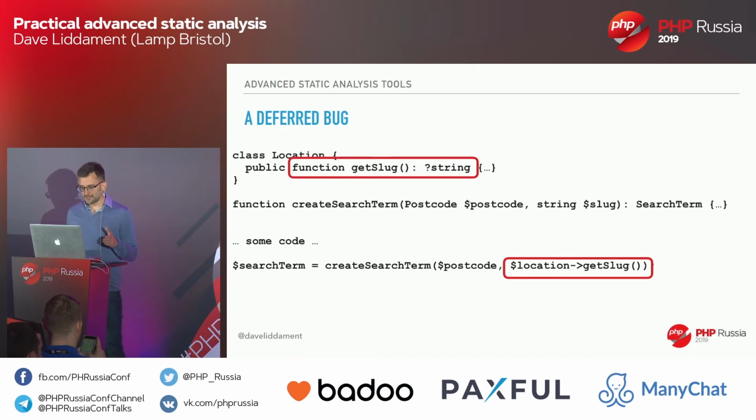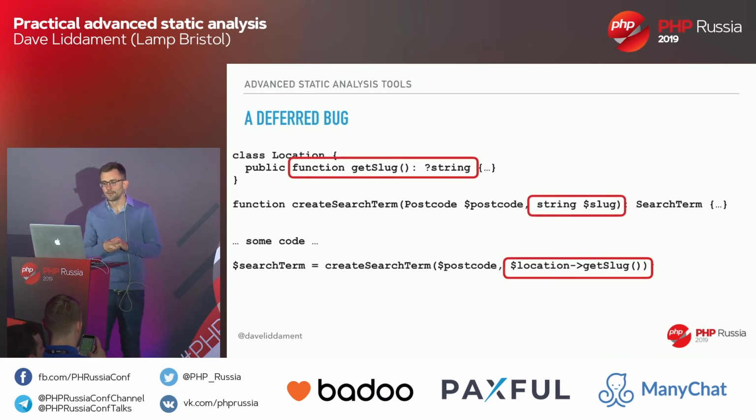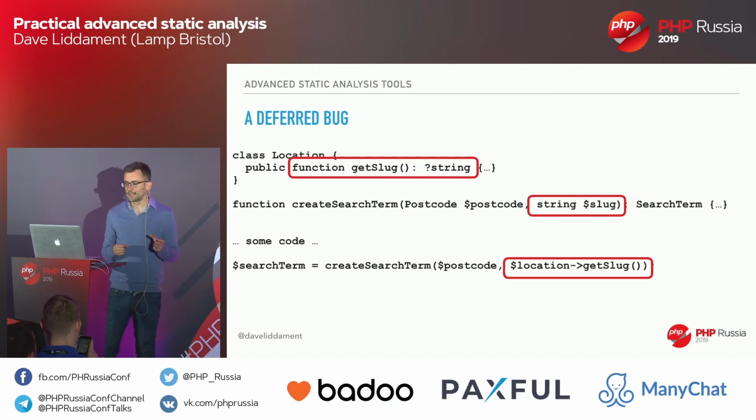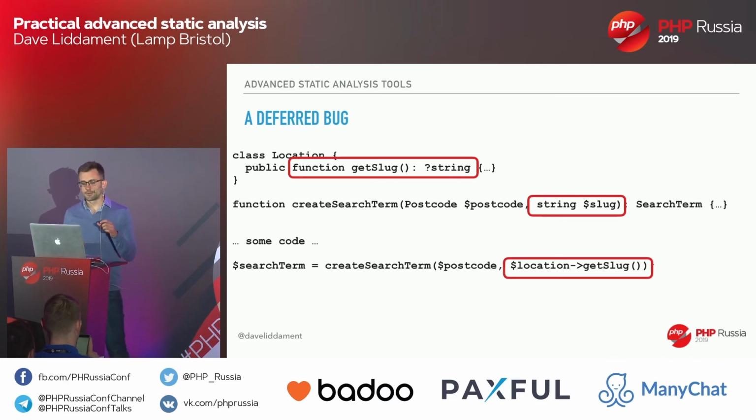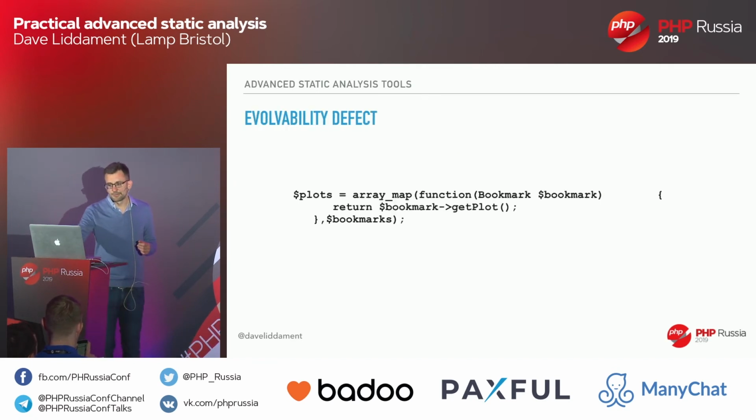So the problem with this is we're expecting createSearchTerm to only accept a string. It cannot cope with a null. So there is a chance sometime in the future that getSlug will return a null. I'd have to look in this code and see, can we enforce it so it always returns a string? Or if there's ever an occasion where it might return null, then I'm going to have to go and look at this code to make sure that null can be coped with throughout. Working fine now, but who knows in the future when we extend the code further. An evolvability defect here.